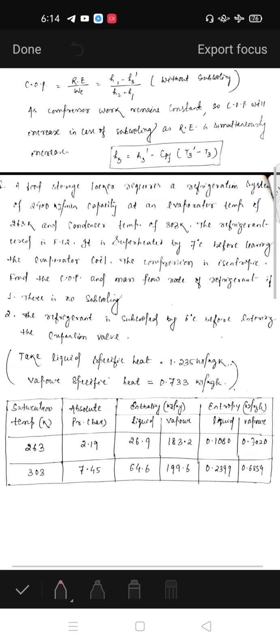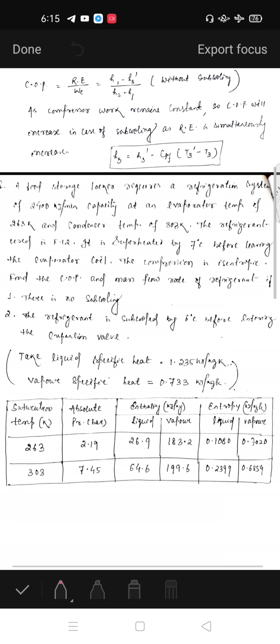The F12 refrigerant is used, and it is superheated by 7 degrees centigrade before leaving the evaporator coil. So point 1 will be in the superheated state, which means the entry of the compressor will be superheated. The compression is isentropic. Find the COP and mass flow rate of the refrigerant. You have to find the COP and mass flow rate.